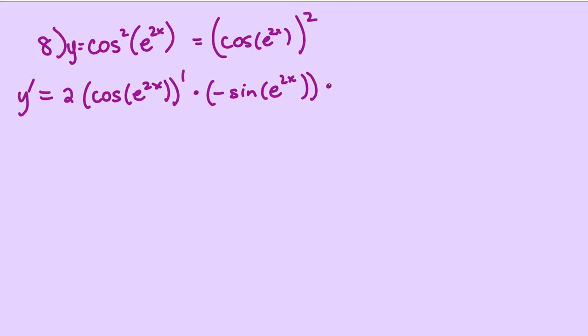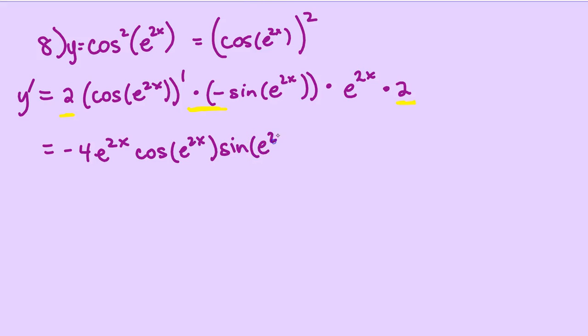Times, and then the derivative of e to the 2x. So think of it as the derivative of e to the something is e to the something, times the derivative of 2x, 2. Okay, so what can we simplify? What can we combine? We have the 2, we have the negative 1, and we have the 2. So let's call that negative 4. And then might as well write the e to the 2x next, and then I'll write the cosine of e to the 2x and the sine of e to the 2x.